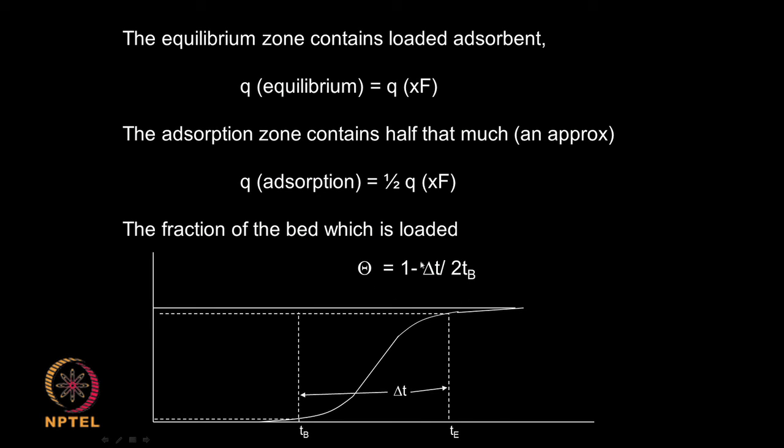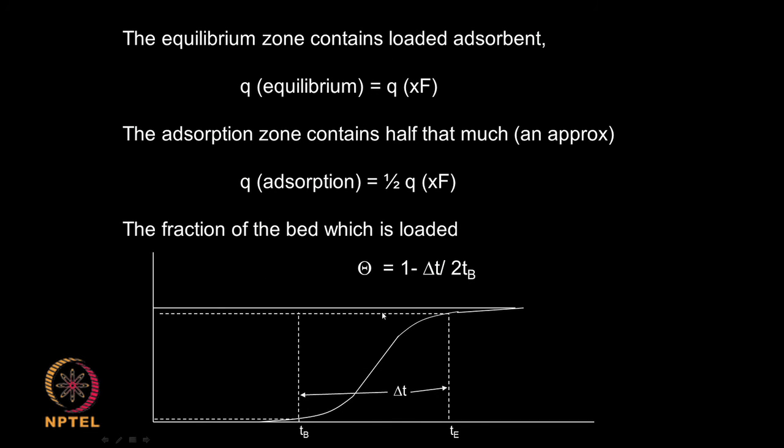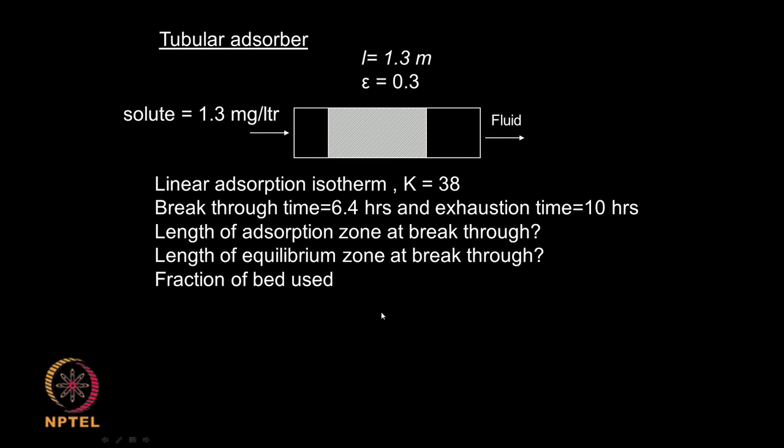So, the fraction of the bed used up, loaded, when the breakthrough happens is 1 minus (Te minus Tb) divided by 2 Tb. Let us not bother too much about how the relationship is derived. So, this is the equilibrium zone and this is the adsorption zone. I can use it to calculate the fraction of the bed used for this particular problem.